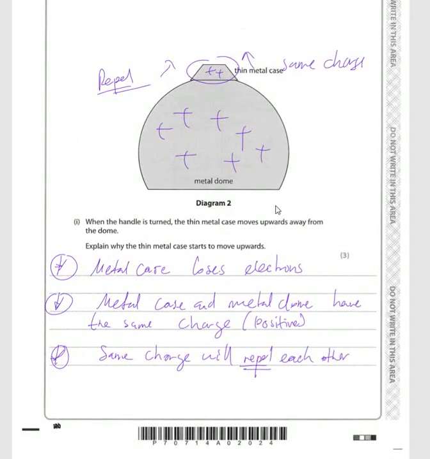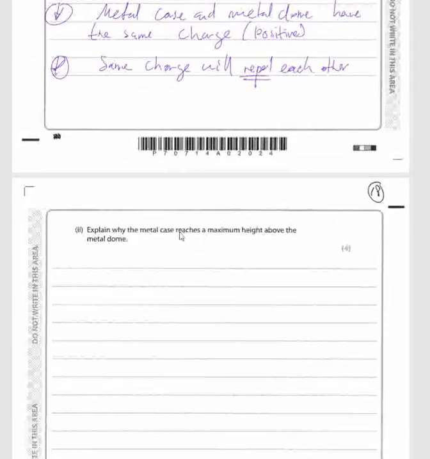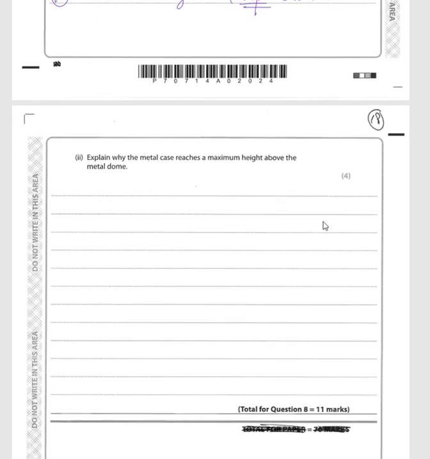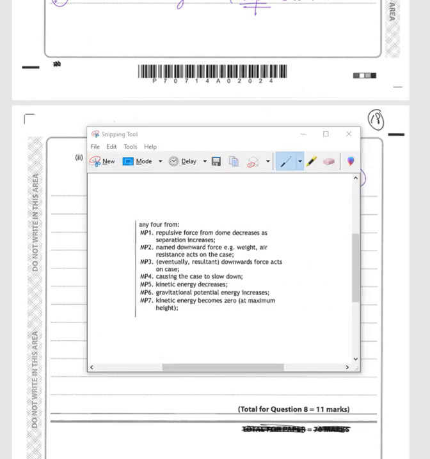Okay, this one here: why does the metal case reach a maximum height above the dome? Now this one is going to be a little bit tricky. I'll show you the mark scheme for this one. It's 4 marks. You need to pick any of those 4 points. Okay, so here we go. So this is the mark scheme.